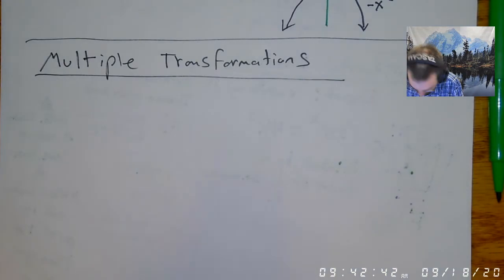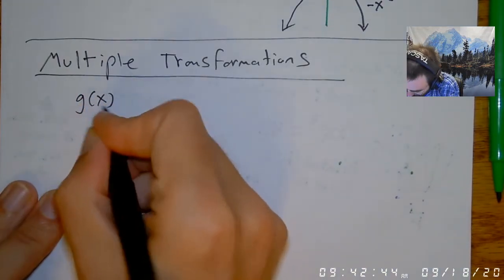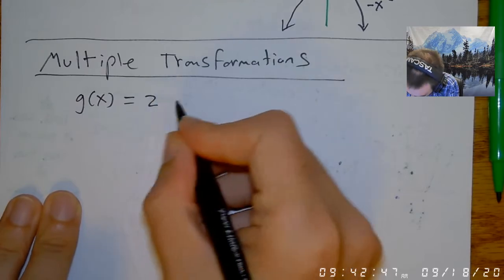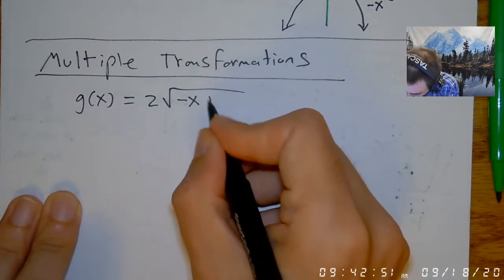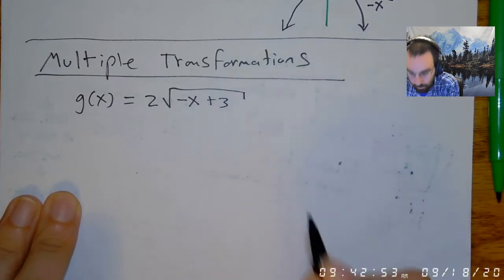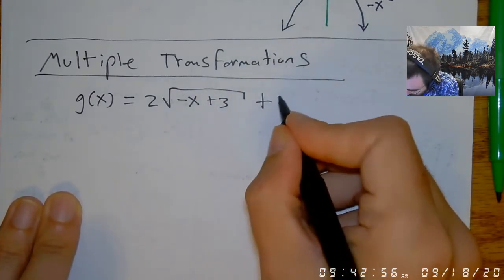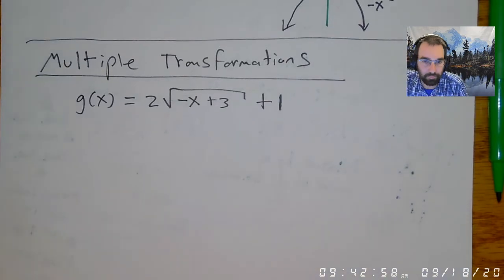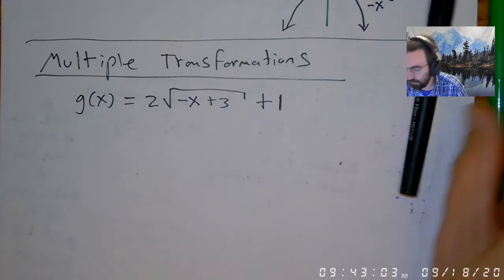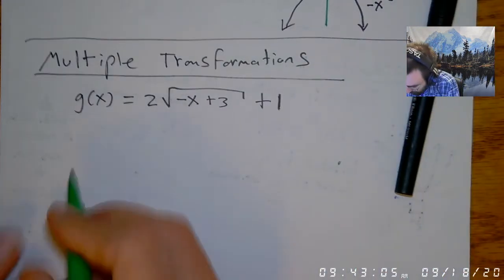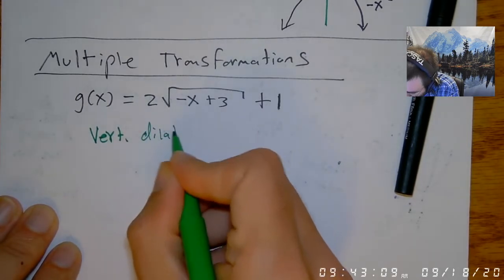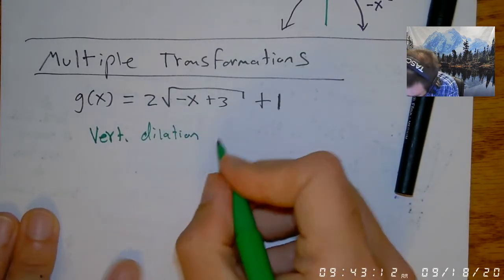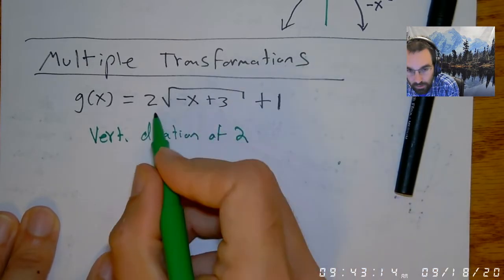Okay, so if I have a function g of x equals 2 square root of negative x plus 3, sometimes I put a little mark there to know it's the end, and then plus 1, okay? So just remember, I like to start with the outsides because outside the functions are easy. So I might say I have a vertical dilation of 2, okay, because it's on the outside.